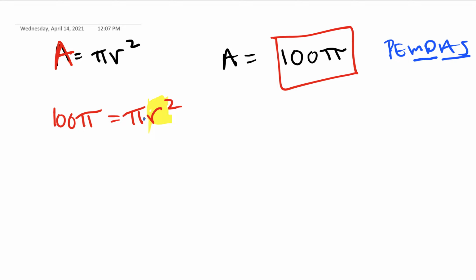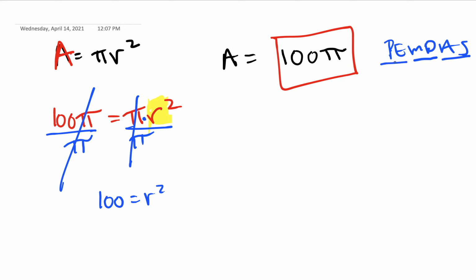Yeah, times. So I'm going to divide both sides by pi because the goal is to get r alone, so we want to move the pi or subtract the pi or divide the pi, whatever is necessary. That cancels it here, but it also cancels it here, pi divided by pi. So r squared is going to equal 100.